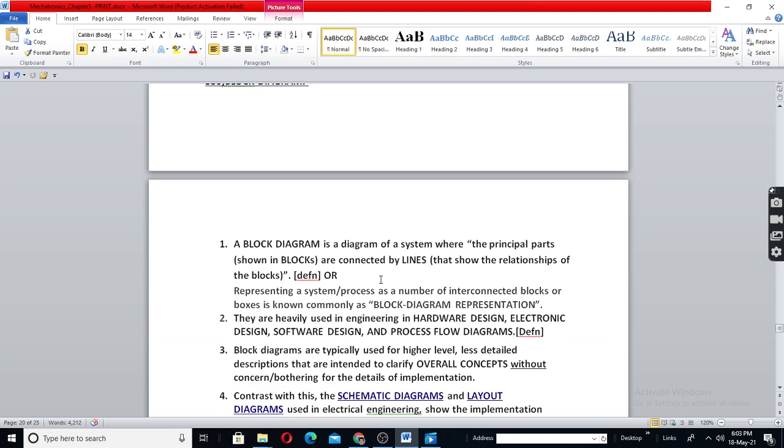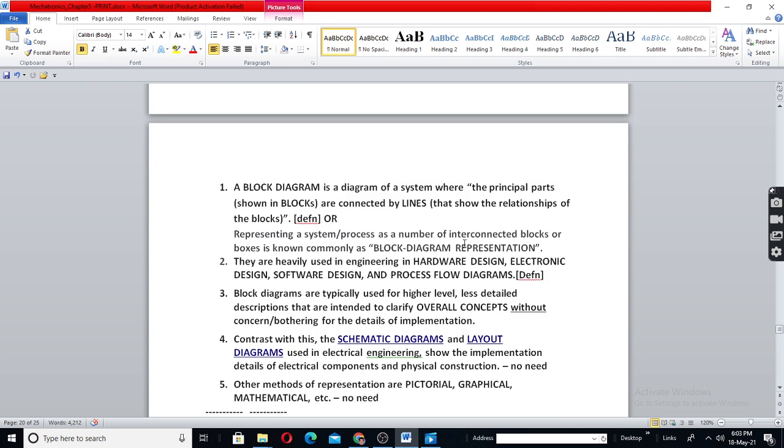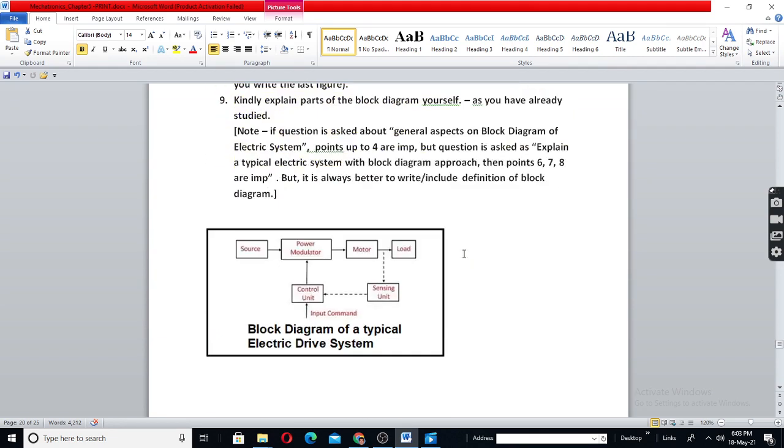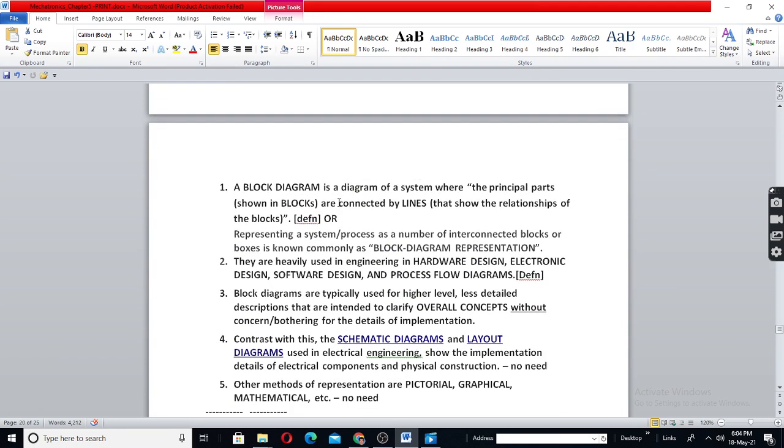What is a block diagram? Simple to understand. It is the system where principal parts, which are shown in blocks, are connected by lines which show the relationship between the blocks. Principal parts are shown as blocks, and lines with arrow marks show how they are connected. This is a feedback signal. More detailed operation is not bothered about in the block diagram.